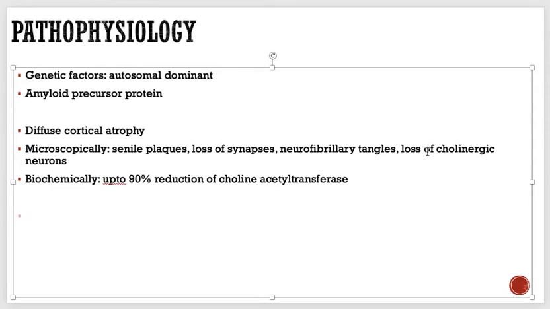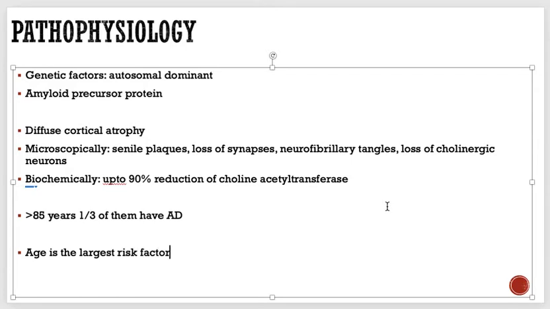So guys, this condition is very, very, very common, by the way. Among people who are more than 85 years of age, they found about one third of them have Alzheimer's disease. So it is very common, and that's the reason age is the largest risk factor. Okay, so it's a disease of old age.